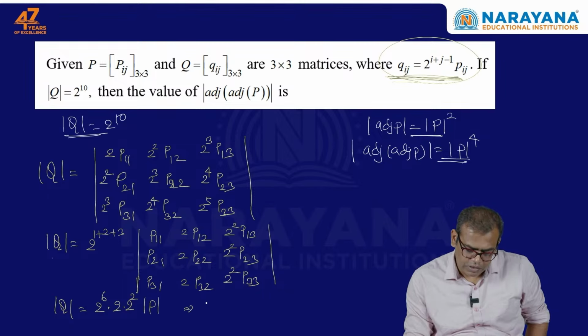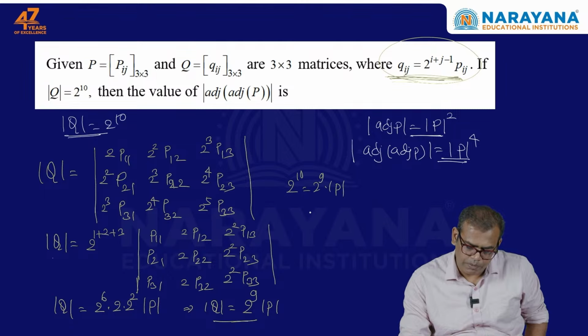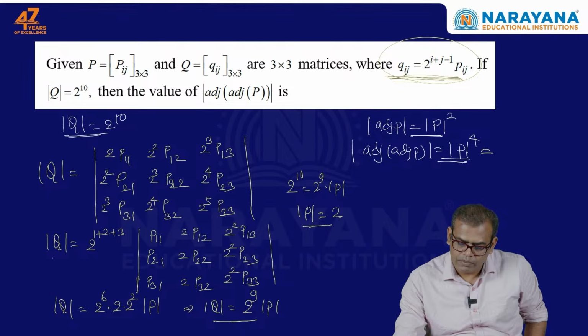So our relation is determinant of Q is equal to 2 to the power 6 times 2 to the power 3, which is 2 to the power 9, into determinant of P. And the very good thing is determinant of Q is given as 2 to the power 10, equal to 2 to the power 9 into determinant of P. Therefore determinant of P is 2, and what we need to find out is 2 to the power 4, so the answer is 16.